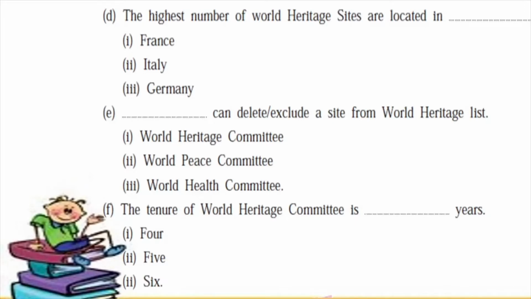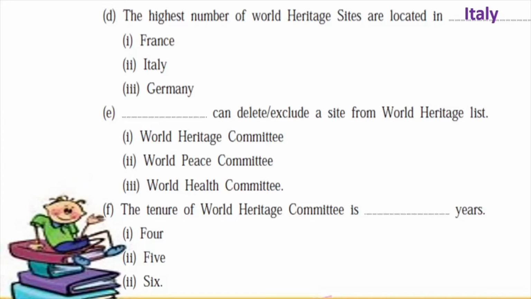So the highest number of World Heritage Sites are located in. Now children, when we looked at the figures, I told you that the data in the textbook is a little outdated. It is from 2009. We looked at the latest data, available for June 2020. So according to that, we have Italy and China. But if you go according to the text, then the highest number of World Heritage Sites are located in Italy.